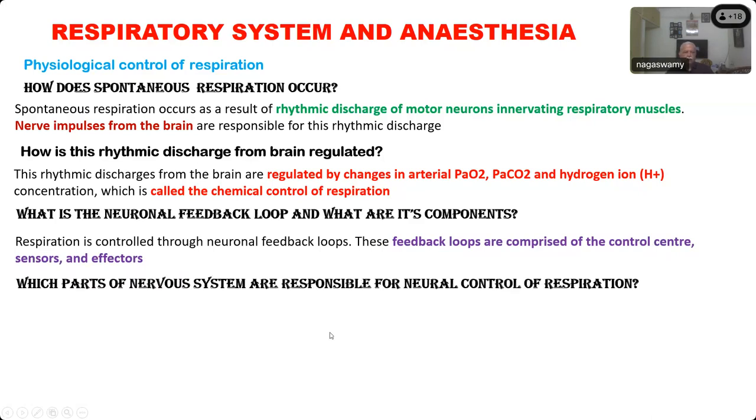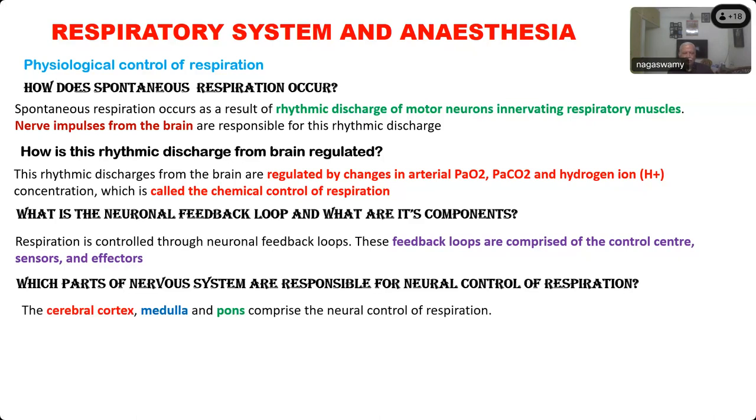Which parts of the nervous system are responsible for this neural control of respiration? Medulla. Only medulla? You can see the wording is parts, not just part. If I ask which part, you can say just medulla, but the question itself gives you a plural. Pons, medulla, and only these two? No, sir, another two. What are the other two? Okay, the cerebral cortex, medulla and pons.